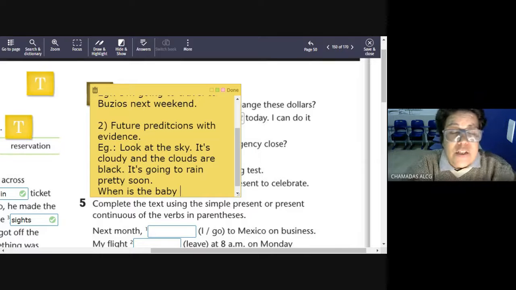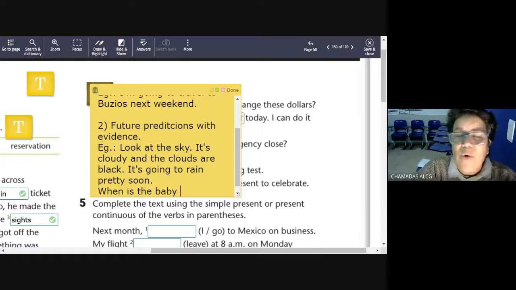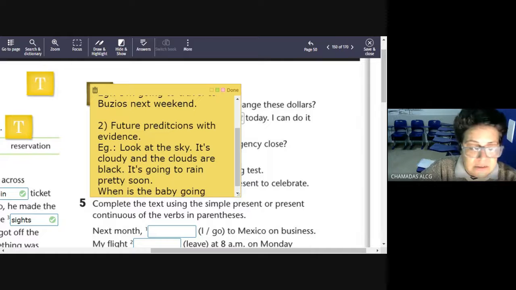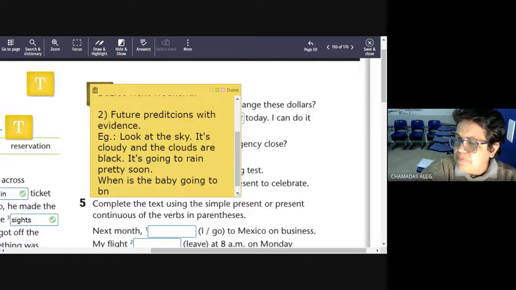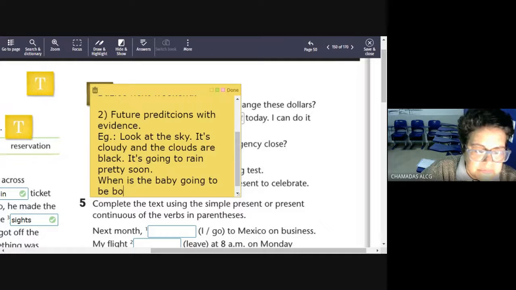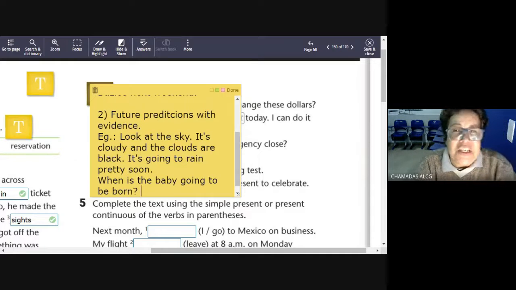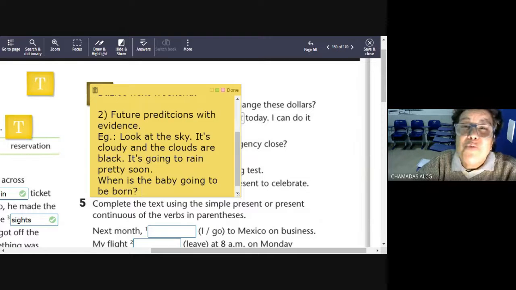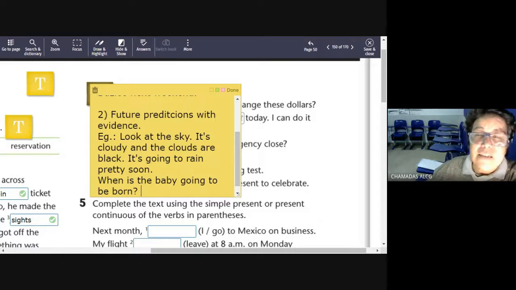We have this question in two different ways. One is when is the baby due? And the other one, when is the baby going to be born? Imagine you have a friend who is pregnant and she is very pregnant, like she has a big belly. She's around 6 to 7 months pregnant. So you can see she is pregnant. There is evidence. So you can ask, when is the baby going to be born?